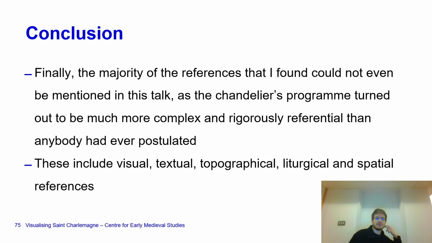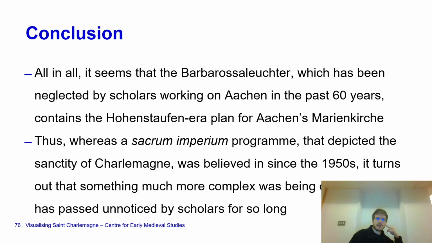These include visual, textual, topographical, liturgical, and spatial references. And all in all, it seems that the Barbarossaleuchter, which has been neglected by scholars working on Aachen in the past 60 years, contains the Hohenstaufen-era plan for Aachen's Marienkirche. Thus, whereas the Sacrum Imperium program that depicted the sanctity of Charlemagne was believed in since the 1950s, it turns out that something much more complex was being created, and it has passed unnoticed by scholars for so long.